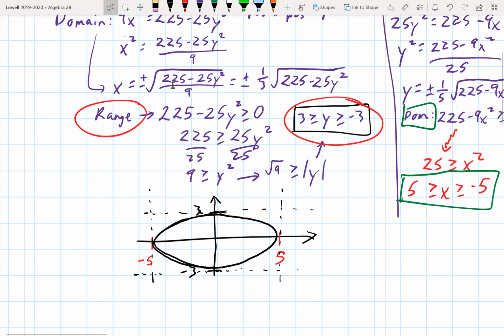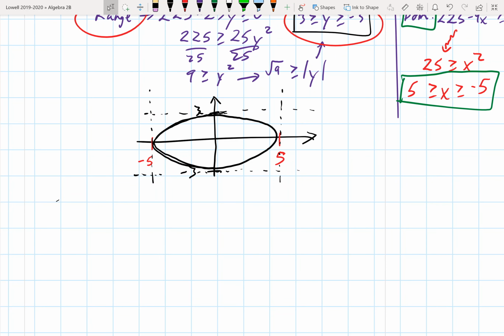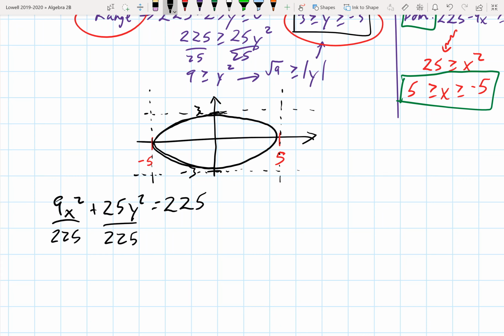So I want to take another dive into how the pieces of the equation relate to the features on the graph. So I'm going to copy this equation right here. We had 9x squared plus 25y squared equals 225. And what I'm going to do is divide everything by 225.